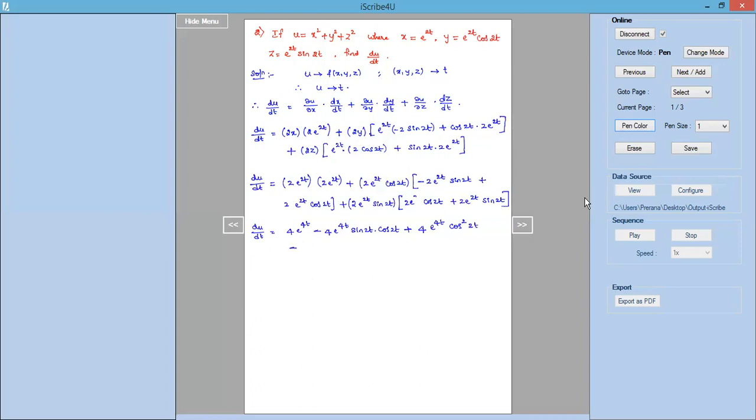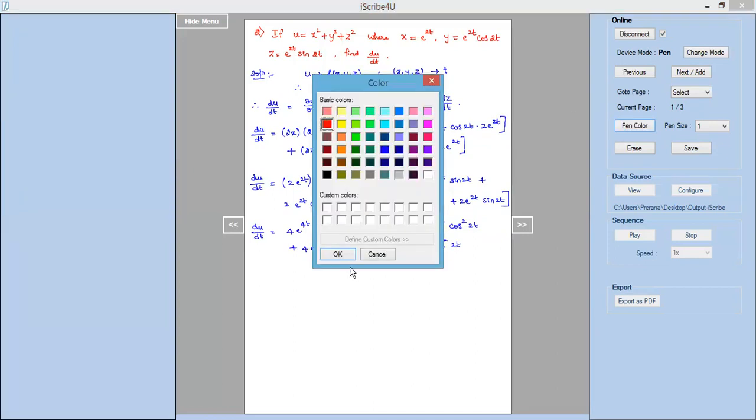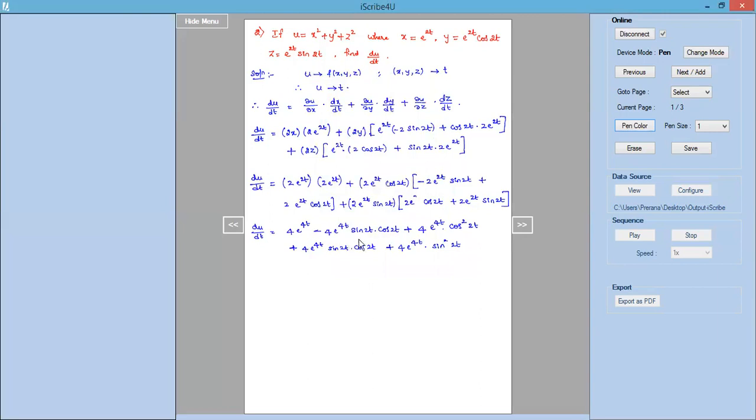Next term is 2 into 2, 4 e power 4t sin 2t into cos 2t. And the last term is plus 4 e power 4t multiplied by sine square 2t. So here we observe that one of the terms is getting cancelled, that is minus 4 e power 4t sin 2t cos 2t plus 4 e power 4t sin 2t cos 2t. One with the positive sign, the other with the negative sign, these two get cancelled.